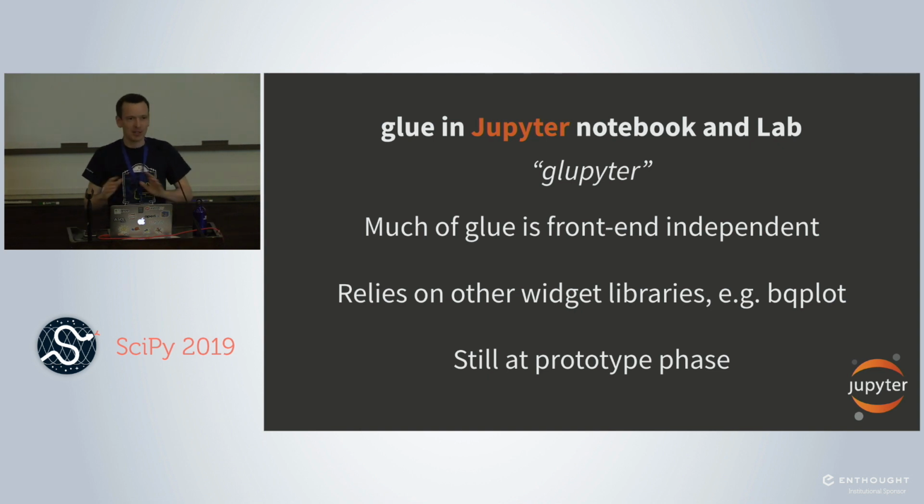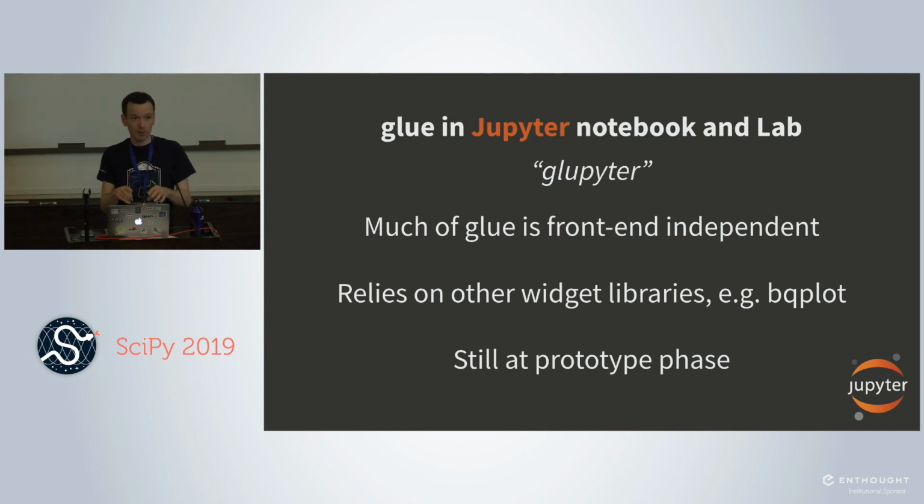Basically, the idea is that a lot of the Glue code is just Python code, and it's all the way we represent data and links and so on. It's not dependent on the fact that we're using Qt, so a lot of the code is reusable. So what we've had to do is essentially just develop a new front end for Glue using widgets that can be used in the Jupyter ecosystem. We rely on other widget libraries, so we don't actually develop our own widgets. We use BQplot and so on, the matplotlib Jupyter widget.